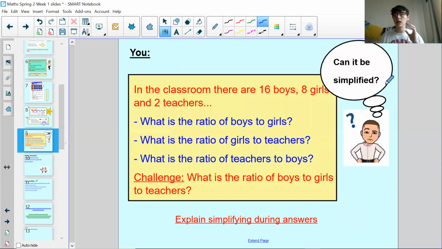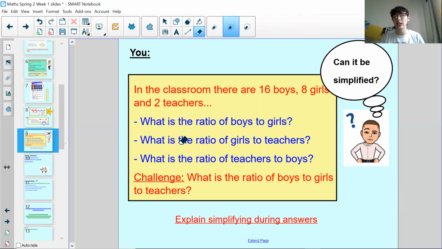Now, this is what I would like you to have a go at. So in the classroom, there are 16 boys, 8 girls, and 2 teachers, okay? So what is the ratio of boys to girls? What is the ratio of girls to teachers? And what is the ratio of teachers to boys? Okay, so you've got 3 different ratios to work out there.